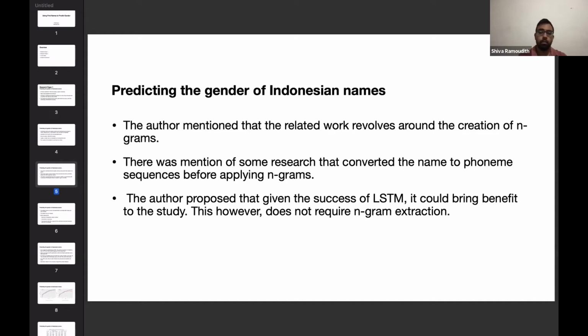There was also some mention in research that converted the name to phoneme sequences before applying n-grams. So given a name, let's just say Adam, if we were to break it into phoneme sequences, that might give us an indication of the gender based on how it's pronounced. That kind of holds true for a lot of the base work in this paper, as well as other papers too. The author proposed that given the success of LSTM, it could potentially bring benefit to the study. In fact, this doesn't require any n-gram extraction for this particular scenario.